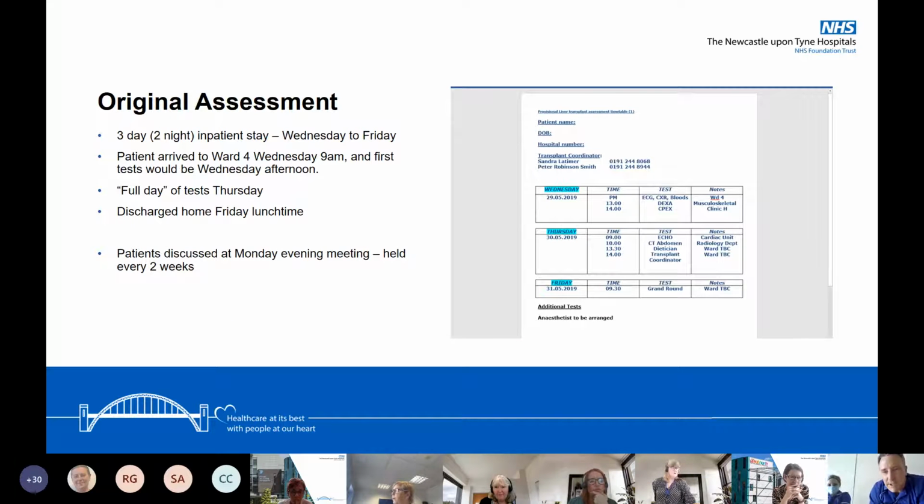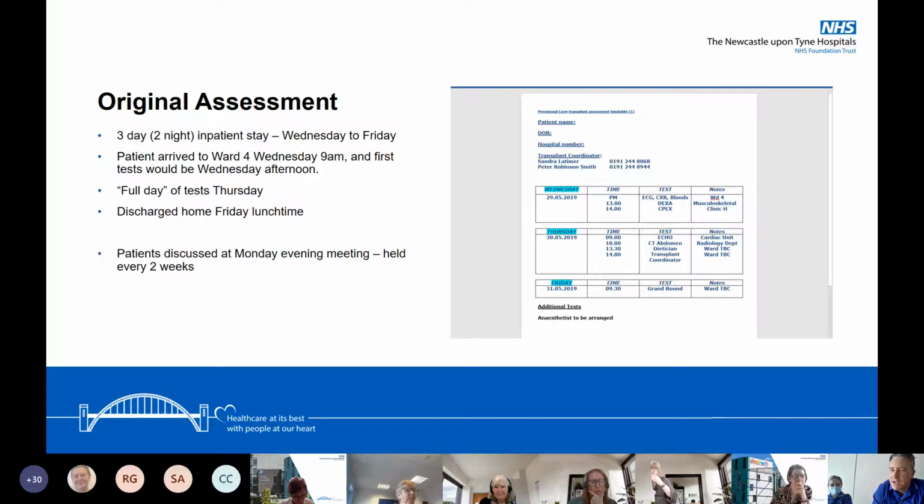So this is what originally our assessment process looked like. So it was a 3-day assessment with 2 overnight stays. So the patient arrived, it says PM on a Wednesday, but basically at some point between 9 o'clock and 1 o'clock, the patients arrived onto Ward 12's day room. And that was part of what we needed to smarten up.